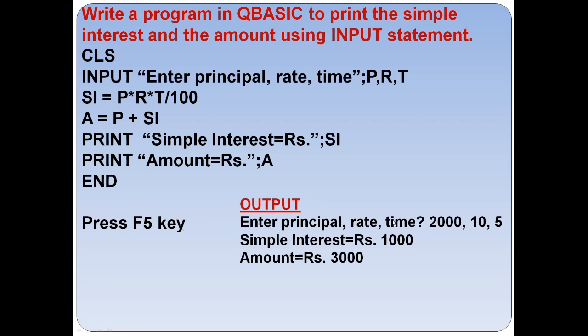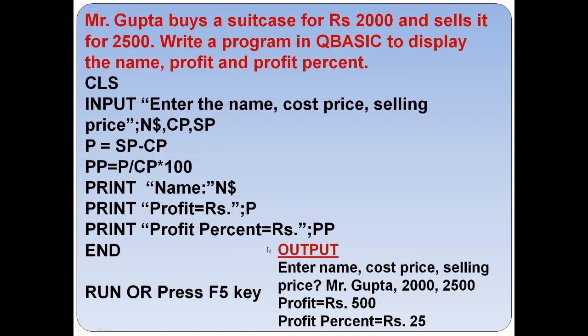Enter principal, rate and time, then a question mark. You will enter the principal. I have entered 2000 principal, rate 10% and time 5 years. So the simple interest will be 1000 after solving this. And the amount will be 2000 plus 1000, which became 3000. Then amount is equal to rupees 3000. Hope you all understood. Now the next program.